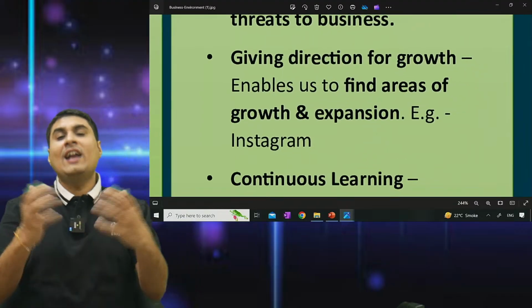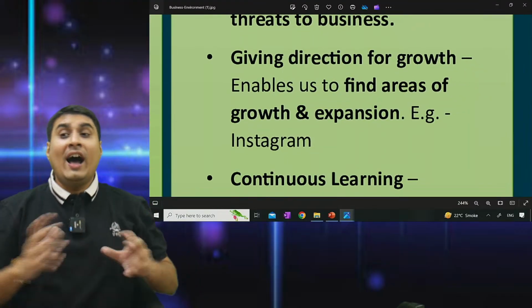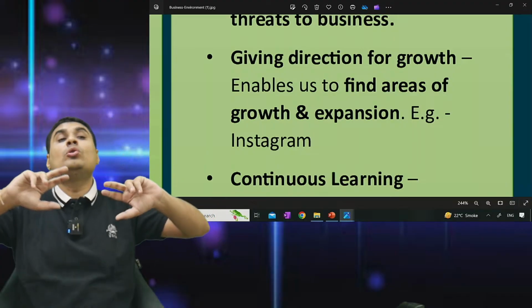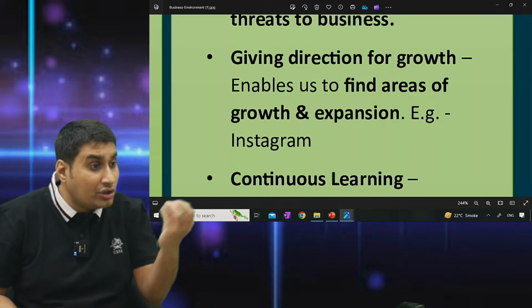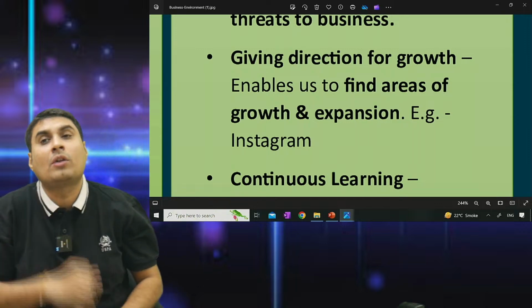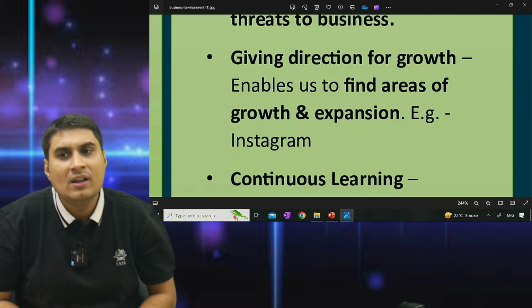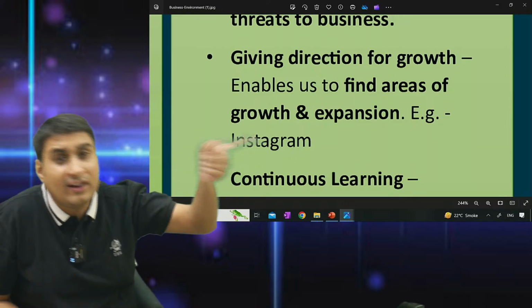Second. With the help of environment, I know direction for growth. I know where I need to grow, where I need to not grow. Find areas of growth and expansion. I can find a lot of areas of growth. Your growth is possible here, not possible there. Example, Instagram. Instagram tells me which people are seeing our reel, which are not seeing.